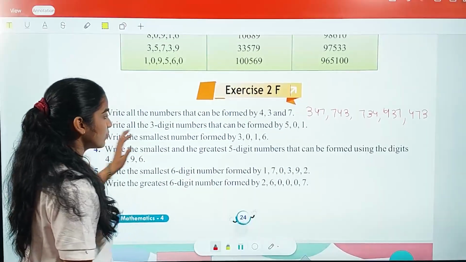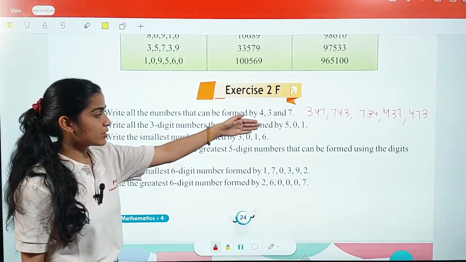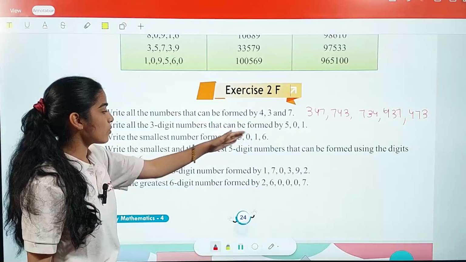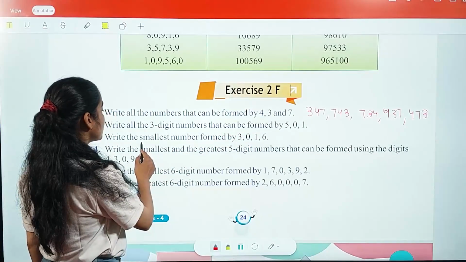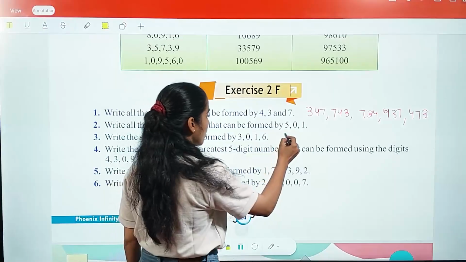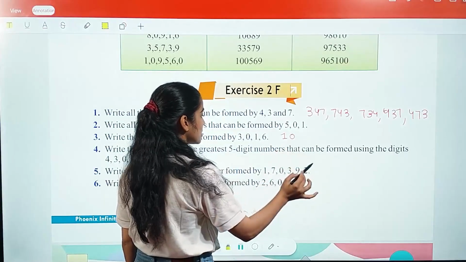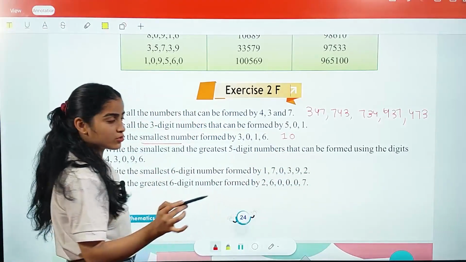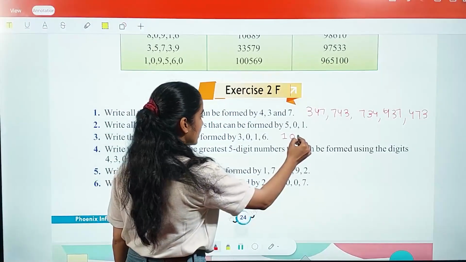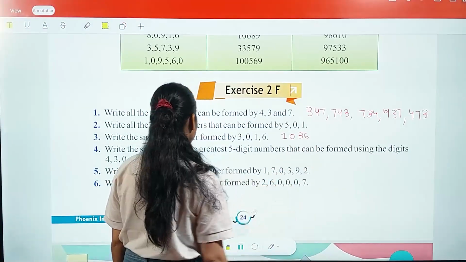In the same way you have to form the numbers with the digits 5, 0, 1, then 3, 0, 1, 6, and now you have to make the smallest number with this. So how can you make it? 1, 0. Always make sure your 0 is never your first digit. It's always between the numbers. Then 3, 6. This is your smallest number.